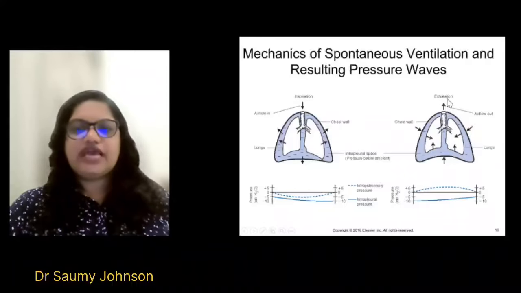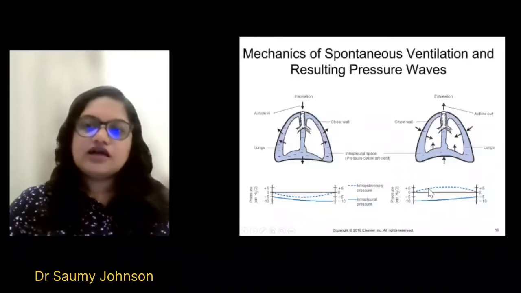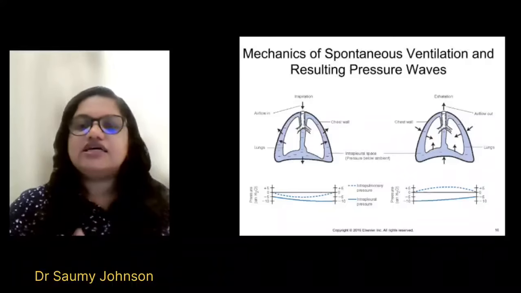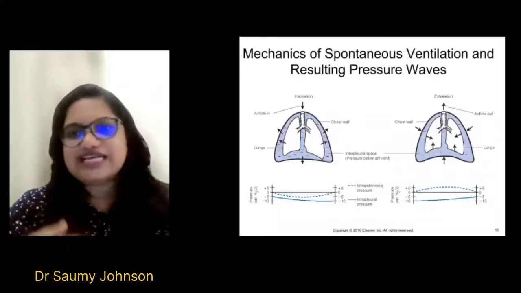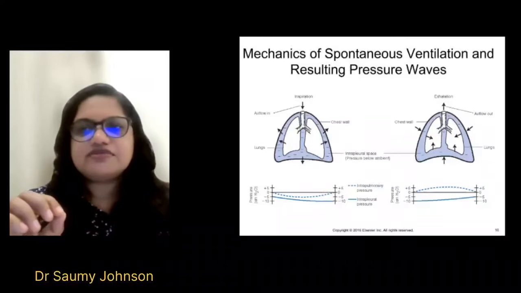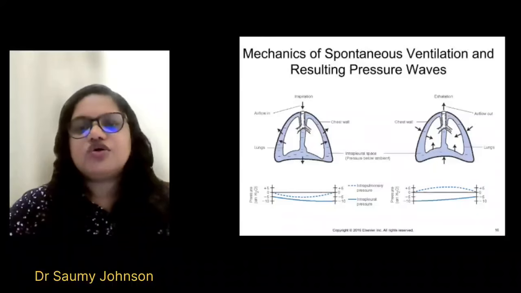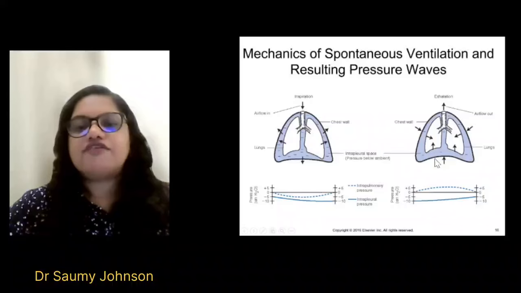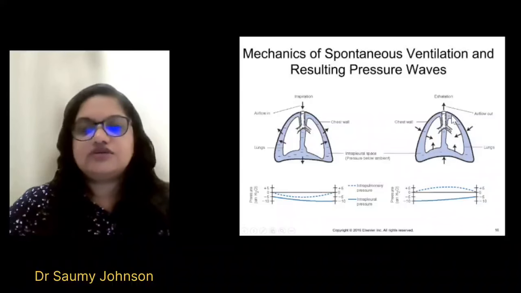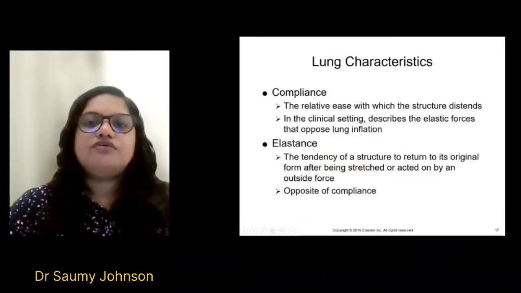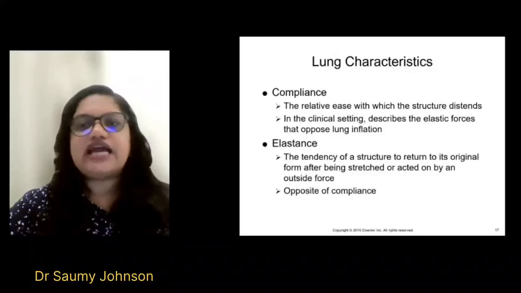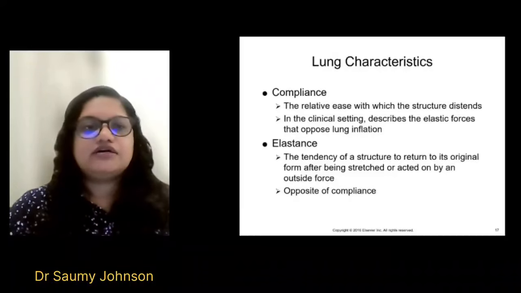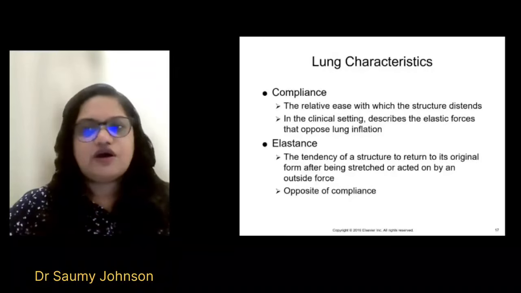So what happens during exhalation? There is recoiling of the muscles, and the pressure becomes less negative, and it becomes slightly positive. So since there is a pressure gradient again, the air flows out of the lungs to the atmosphere. Now, let us talk about the lung characteristics, which is also very, very important when we talk about mechanical ventilation and normal ventilation.